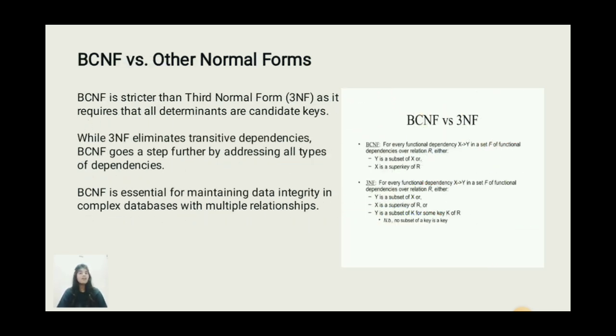BCNF versus other normal forms. BCNF is stricter than third normal form, or 3NF, as it requires that all determinants are candidate keys, while 3NF eliminates transitive dependencies. BCNF goes a step further by addressing all types of dependencies. BCNF is essential for maintaining data integrity in complex databases with multiple relationships.